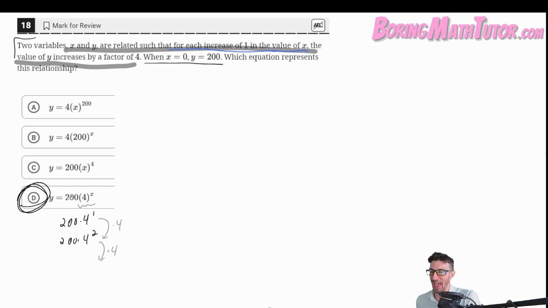So each time you would be multiplying by 4. So the answer has to be D. It's the only one that has a 4 underneath the x. That's the only way that that's going to happen. You could go check the other ones and see that it's not going to give you that same kind of pattern. And yeah, will y equal 200 when x is equal to 0? It will. That's true. 200 times 4 to the 0 means 200 times 1. So yep, that's 200. That's our answer right there, D.